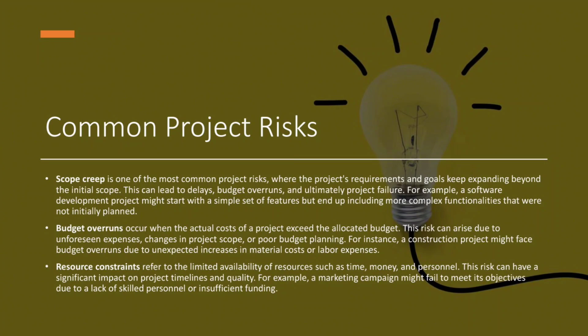Budget overruns occur when the actual costs of a project exceed the allocated budget. This risk can arise due to unforeseen expenses, changes in project scope, or poor budget planning. For instance, a construction project might face budget overruns due to unexpected increases in material costs or labor expenses.